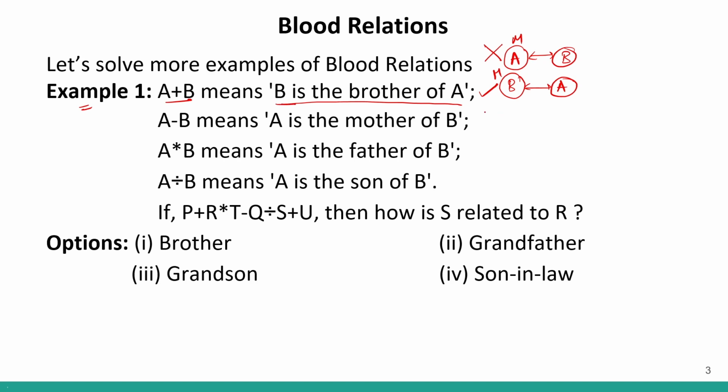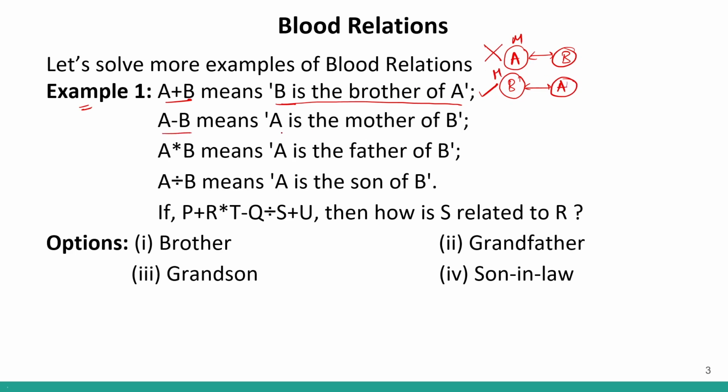Please pay attention. It is B is the brother of A, not A is the brother of B. These kinds of things are also included in the question to increase the difficulty level. So please pay attention to these minute details, because they can change the answer. Okay, so B is the brother of A, it will be denoted like this. This will be the relationship.